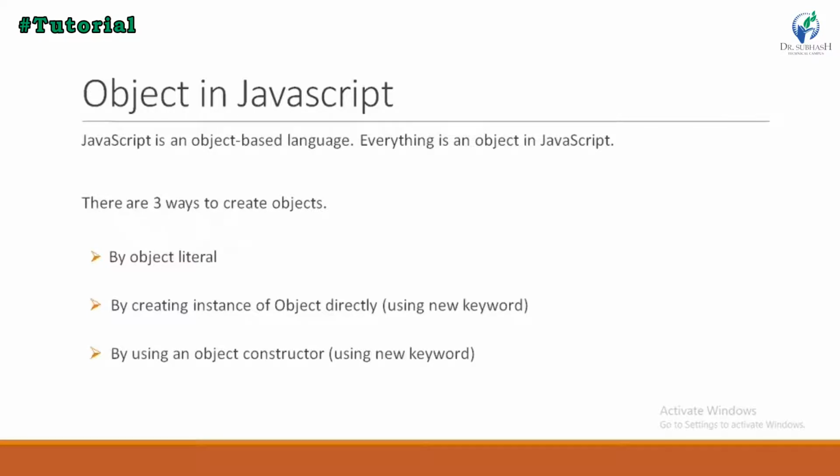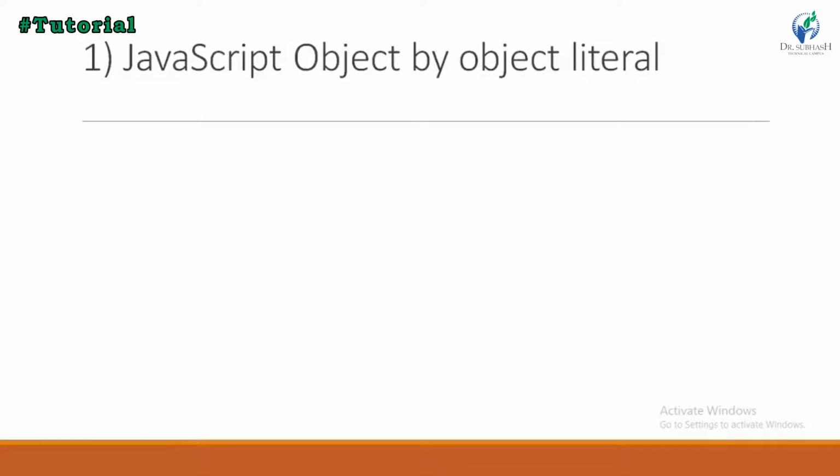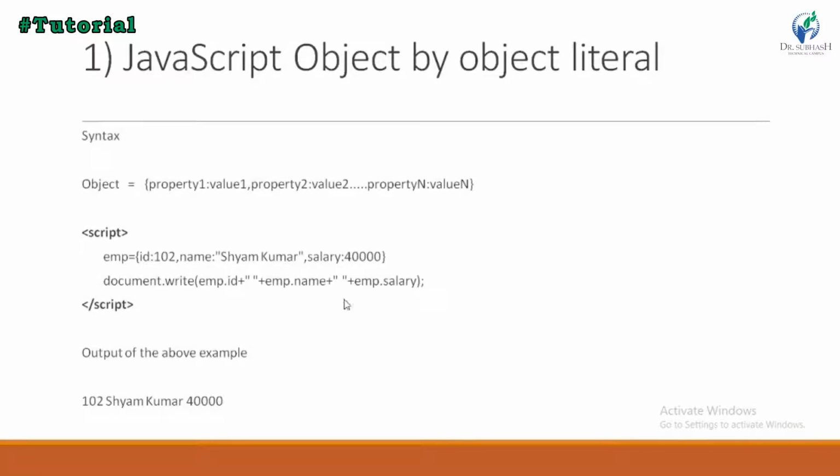What is literal and what is object and what is constructor? Don't worry. Let's go one by one. So step number one, creating a JavaScript object by object literal. Okay, so this is the syntax. Just write the object name in the curly brackets, property name 1 and value, property name 2 and value, property name 3 and value. Okay, let's see the example.